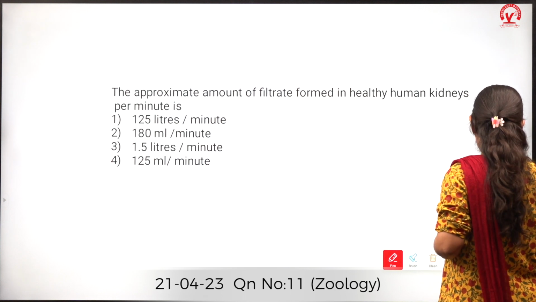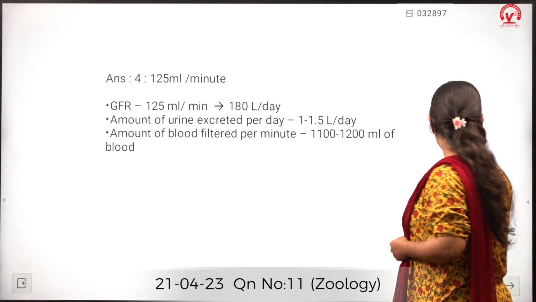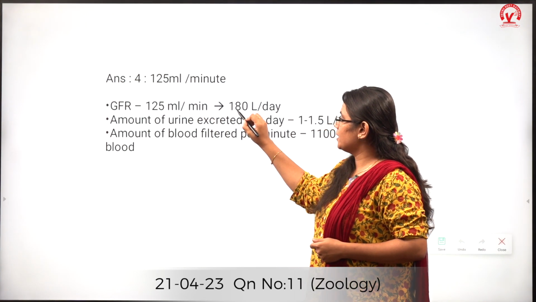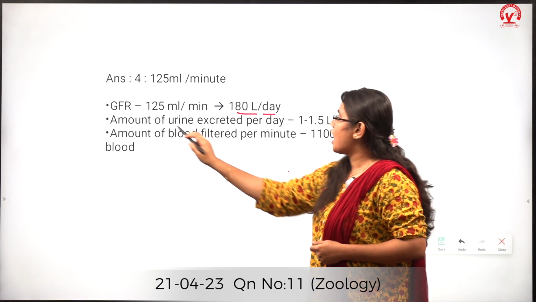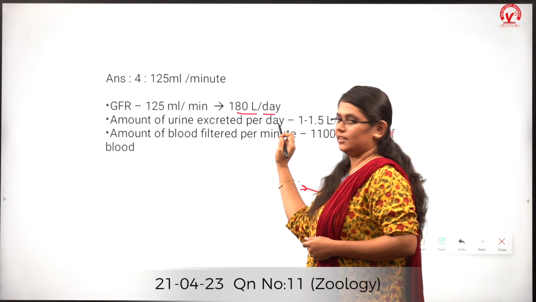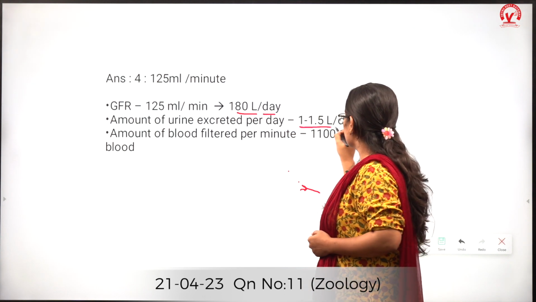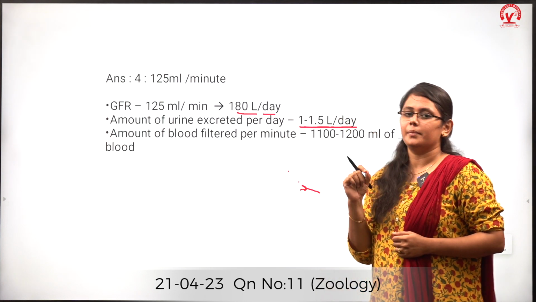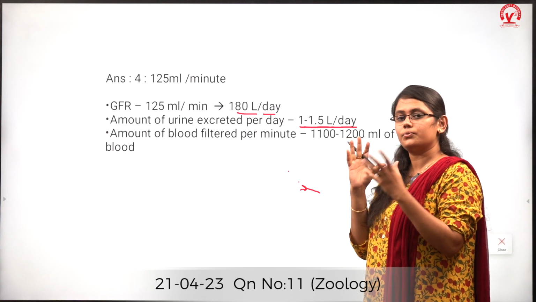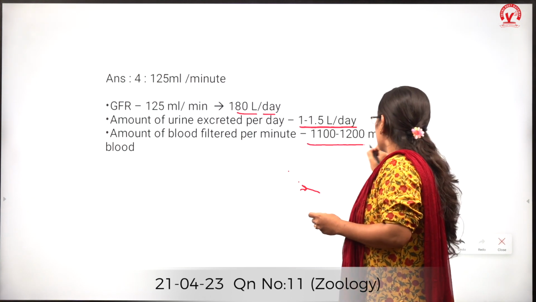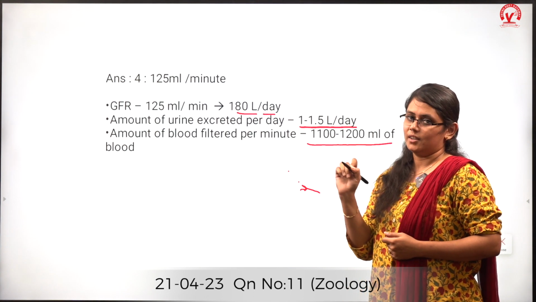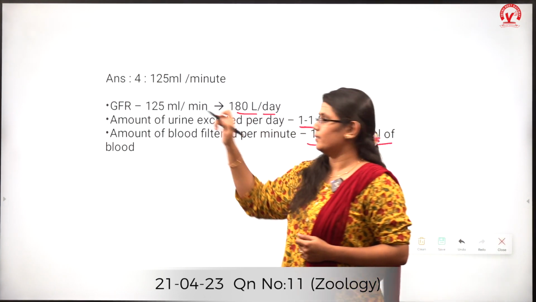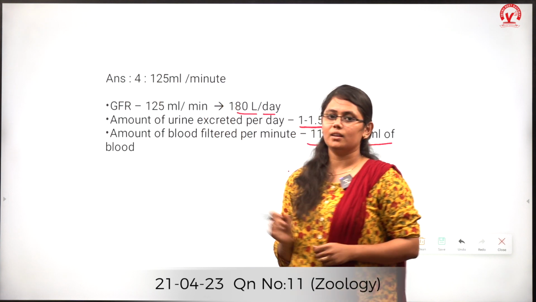There are certain values you have to remember in the excretory system. You can see here. So glomerular filtration rate is 125 ml per minute and 180 liters per day. Next, the amount of urine excreted per day, excreted out, which is 1 to 1.5 liters per day. Okay. Next, the amount of blood filtered per minute by the kidneys will be 1100 to 1200 ml of blood. So you have to know the difference between these values. And the answer for this question will be option 4, 125 ml per minute.